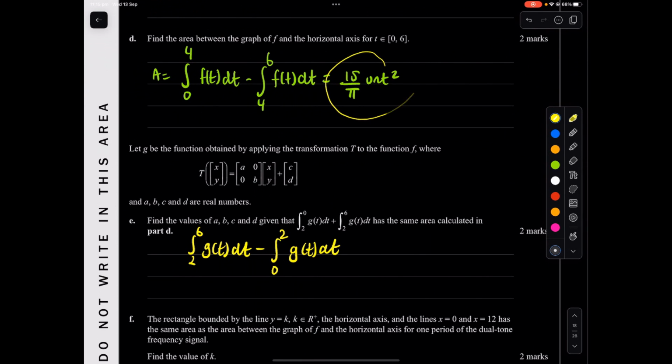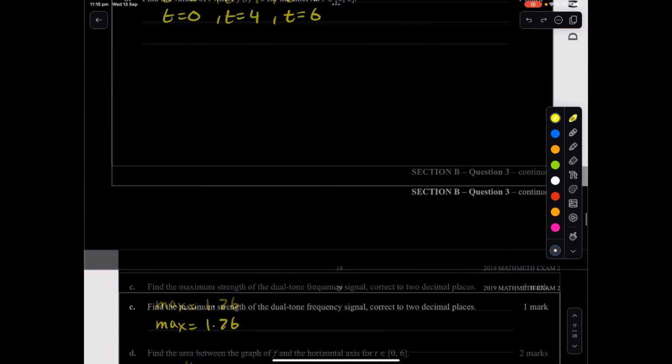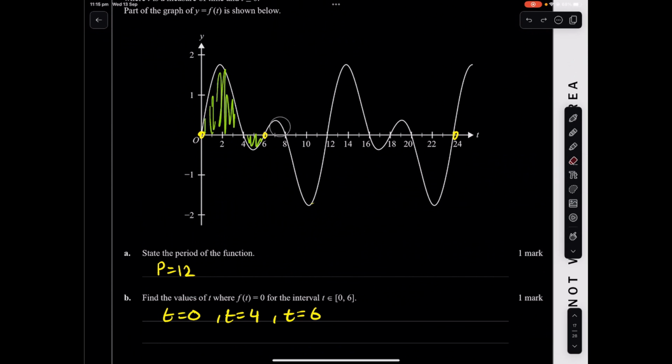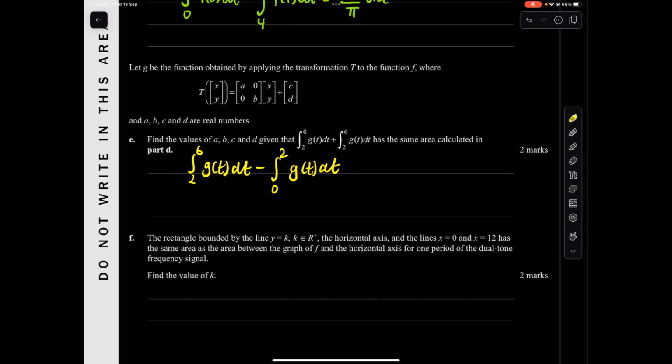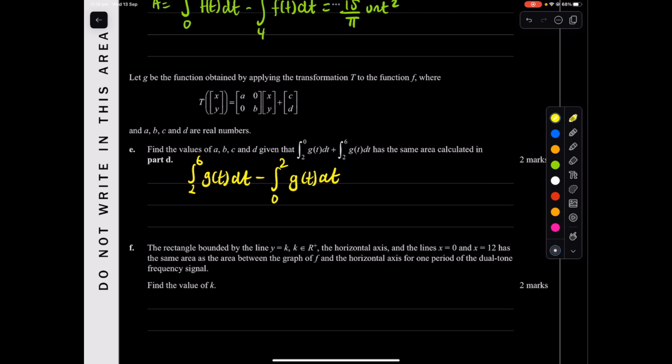It has the same area as this, so when we calculated this area from 0 to 6, so from this point to this point, we calculated this area. And this one over here, what's it calculating? So 2 to 6. Because it has the same area, it should have the same kind of shape.